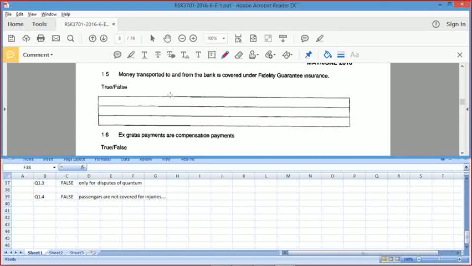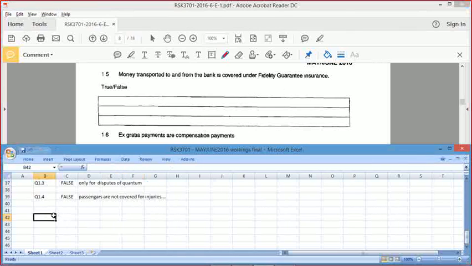Question 5. Money transported to and from the bank is covered under Fidelity Guarantee Insurance. That is true. And there are some other scenarios as well. I think it's in the safe as well. Let's double check, commercial insurance, just to make sure. Business interruption, multi-peril. Oh, no, further on. Okay, there it is, Fidelity Guarantee Insurance. Oh, hold on a sec. I was thinking money insurance.